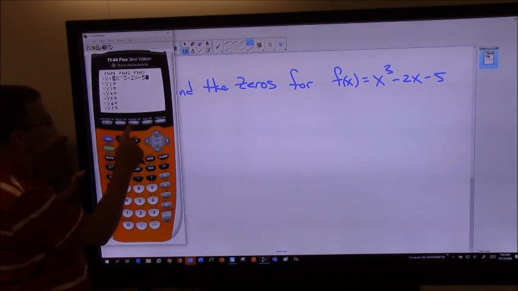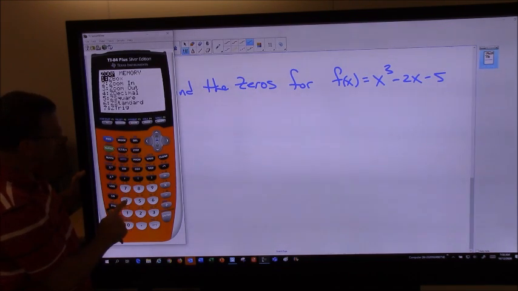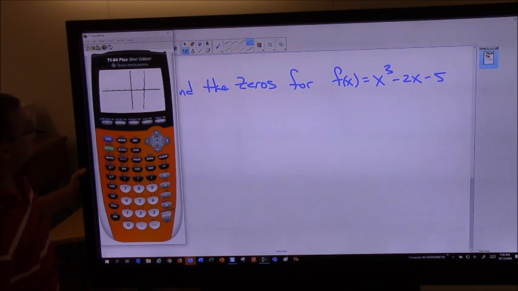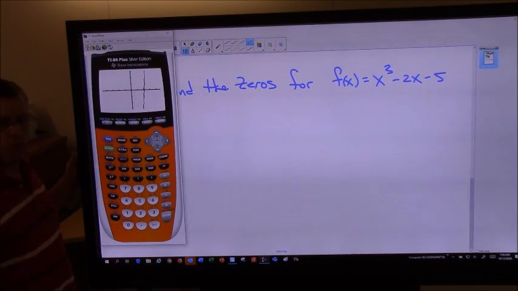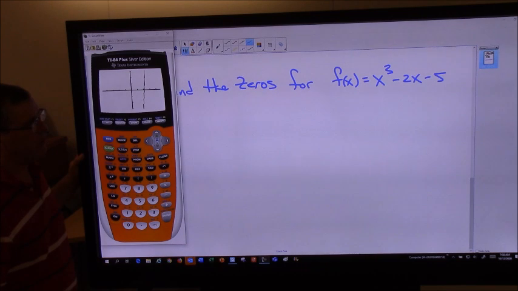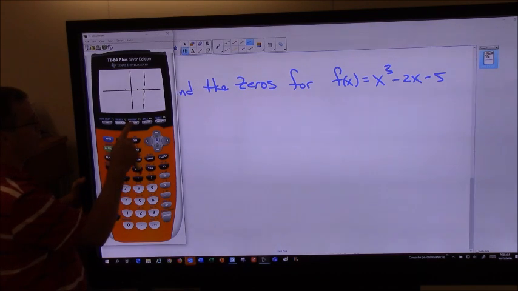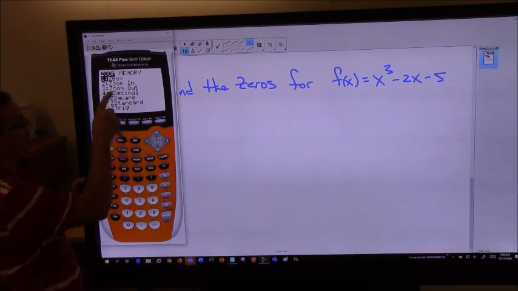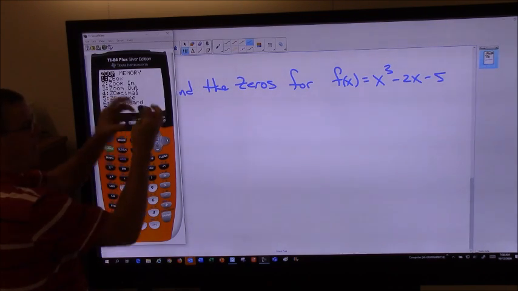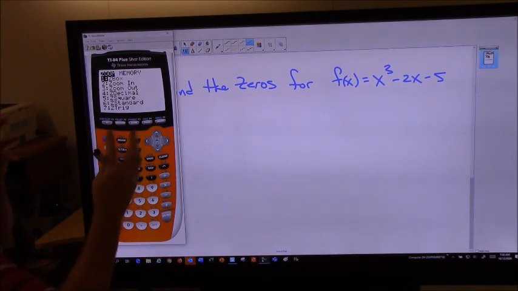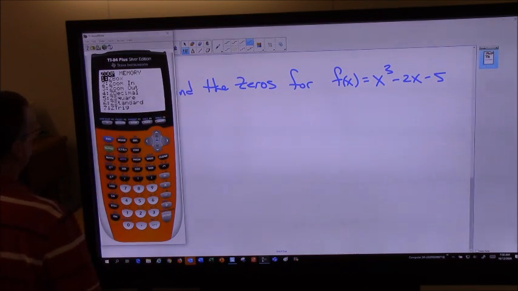So I always start with zoom option 4, and there's what it looks like. Now my question is, is that a complete graph? Do I see all the x and y intercepts? Do I see all the high and low spots? I don't really know exactly what this graph looks like, but I need to explore this. Usually what I do is the zoom out feature, option 3. It allows you to come out a little farther and see more, and you can keep on doing that as long as you want to.